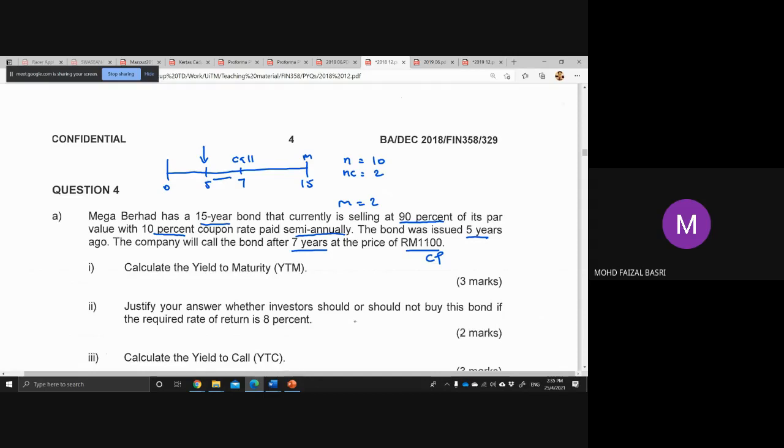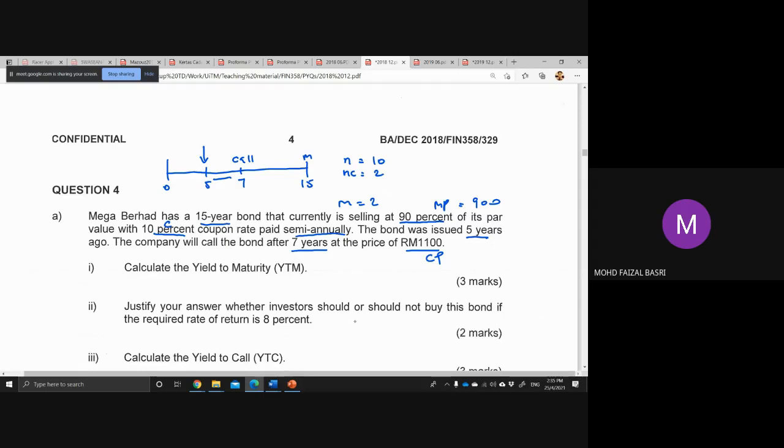And one more thing here, coupon is 10%. The selling price, so this is a market price. The market price is 90% of its par value. So our market price is 900 ringgit. 90% of 1,000 is 900 ringgit.